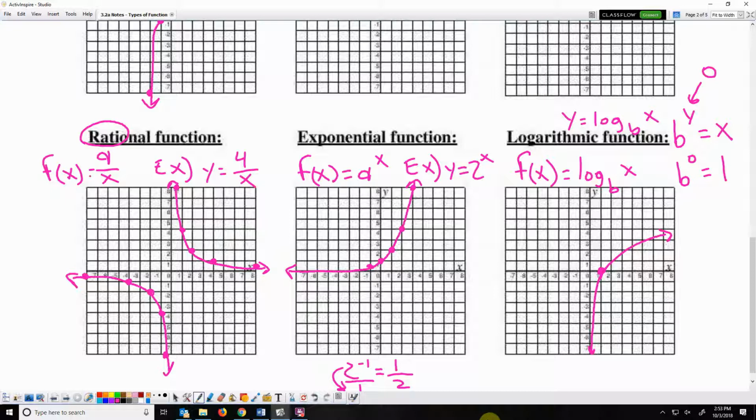It's very important that we become familiar with each of these types of functions, their equations, and their graphs as we go forward throughout this unit and farther in pre-calculus.